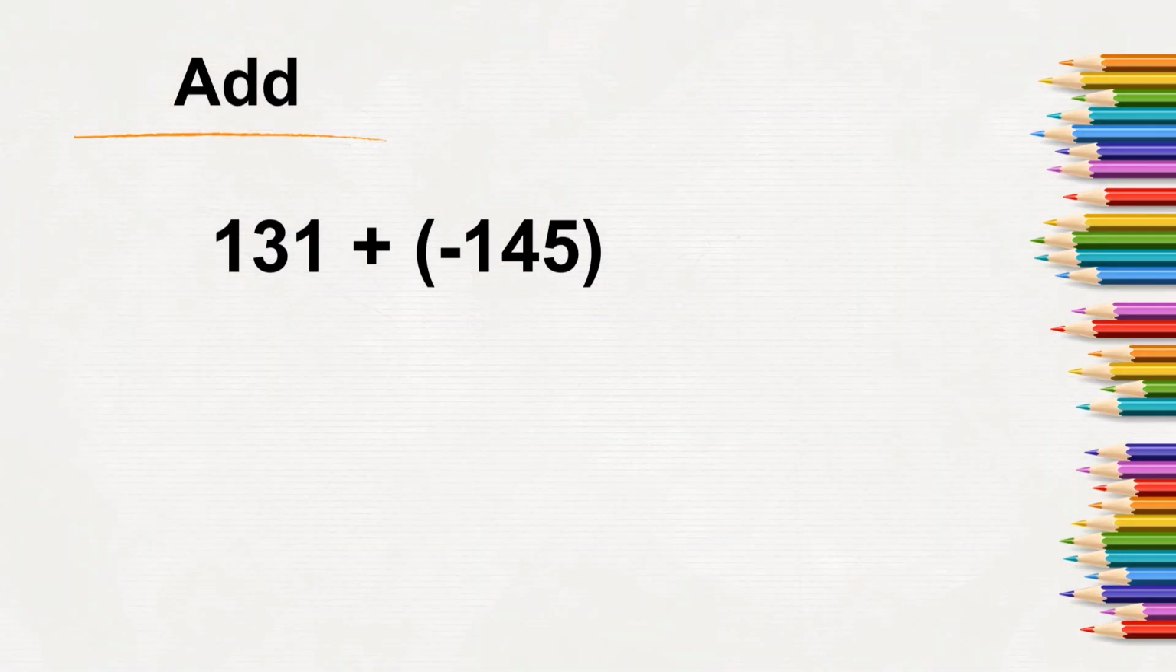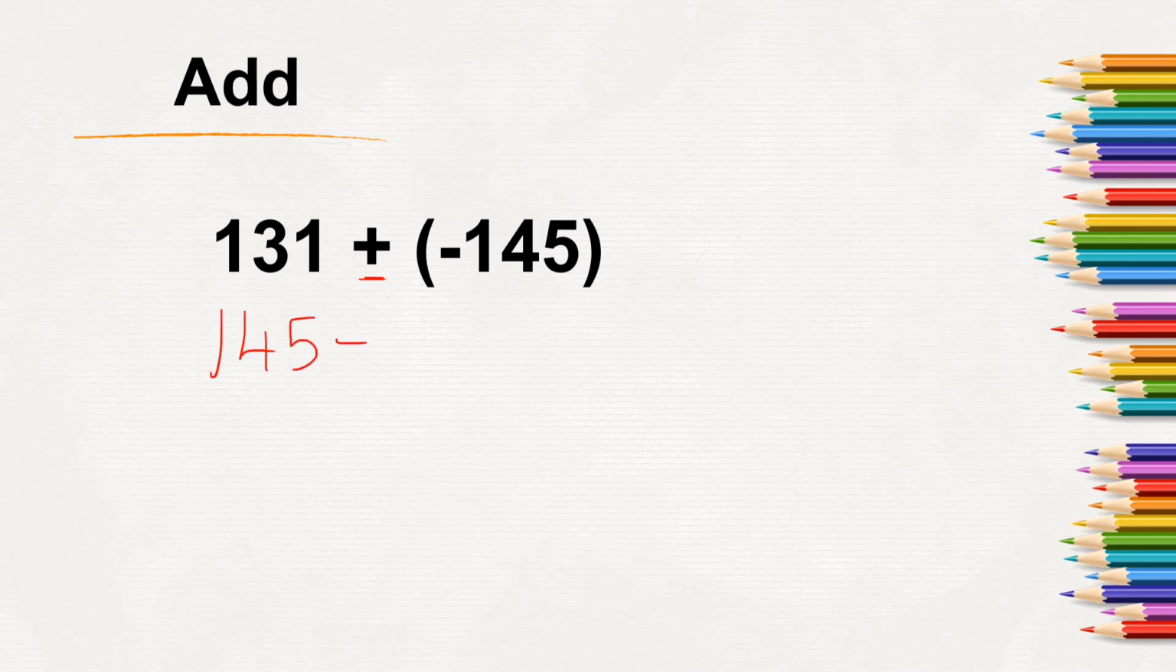Look at one more example here. 131 plus negative 145. So here 131 is nothing but a positive integer, right? We don't mention the sign before a positive integer usually. So here positive 131 plus negative 145. Positive and negative means we'll have to forget about the addition sign here and find out the difference between the given two numbers. So what is the difference between the given two numbers?